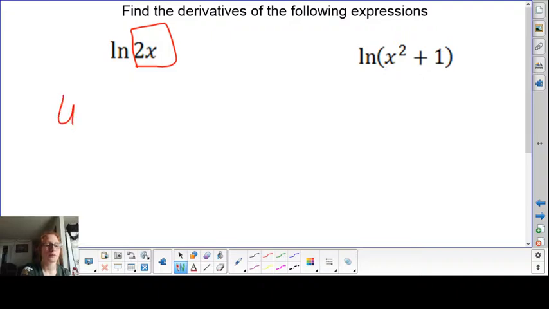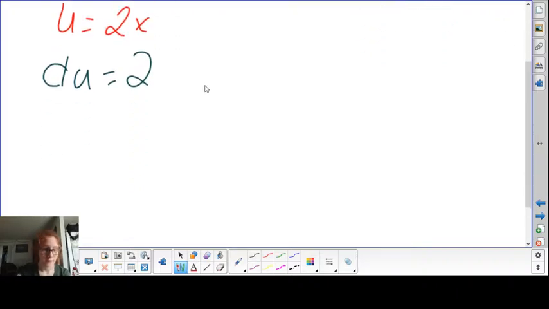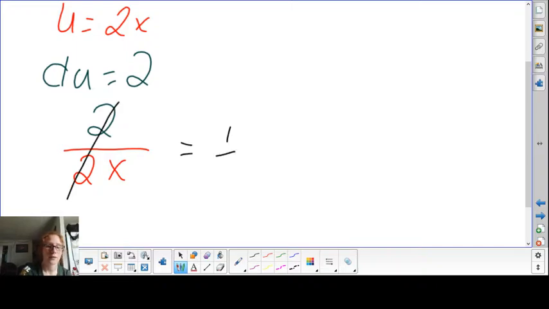So if I let my u be whatever I'm taking the natural log of, in this case 2x, I'm going to take the derivative of that. And the derivative of 2x is just 2. So the derivative of natural log of 2x is going to give me the derivative, which was 2, over my original inside part, or whatever I'm taking the natural log of, which is 2x. And then I ask myself, can I simplify? In this case, we can. My 2 over 2 will cancel out, and I get left with 1 over x.